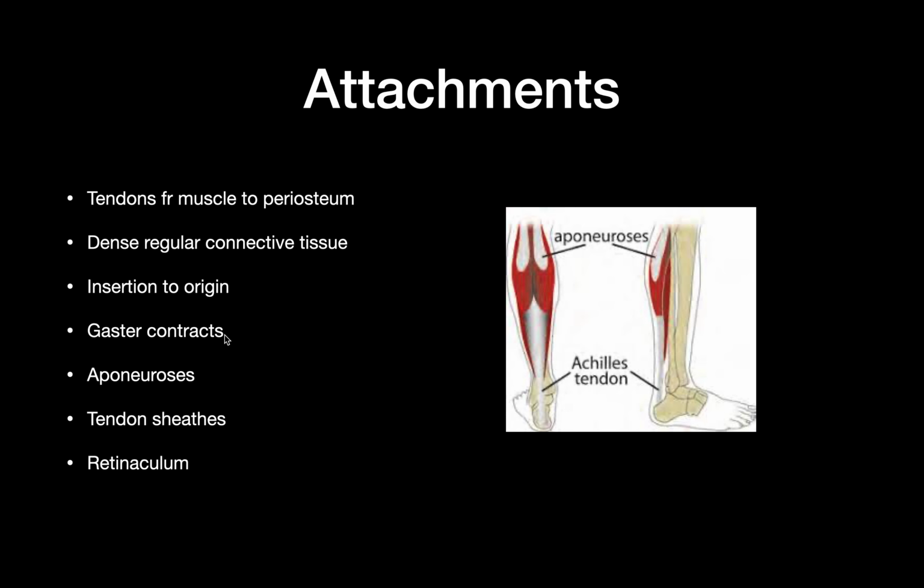When the belly of the muscle contracts, the gaster, that will stimulate the movement, and they can be connected to aponeurosis, which are just flattened sheet-like tendons, like here in the gastrocnemius. Here's the aponeurosis, and then it generally runs down into a tendon, and an entire group of tendons can be covered by a thin, strong band of connective tissue, which is the retinaculum.